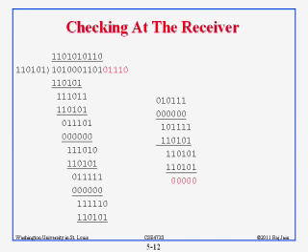Okay, after you've done this, then you can do the same thing at the receiver. At the receiver, you get this number. The message comes back with the CRC filled in. Alright, now the receiver does the division and it should get a remainder 0.